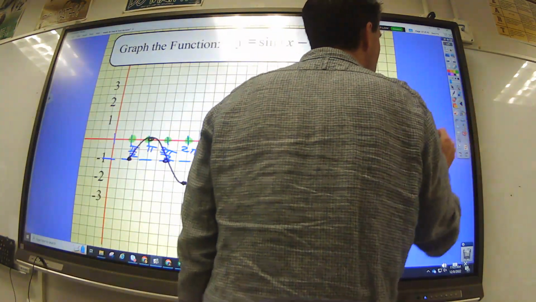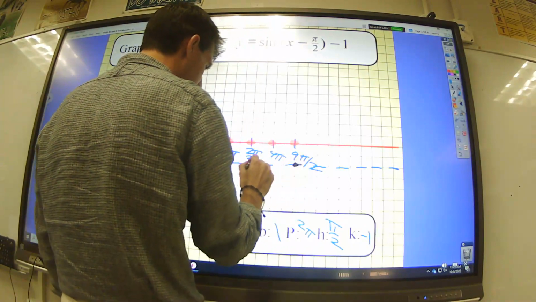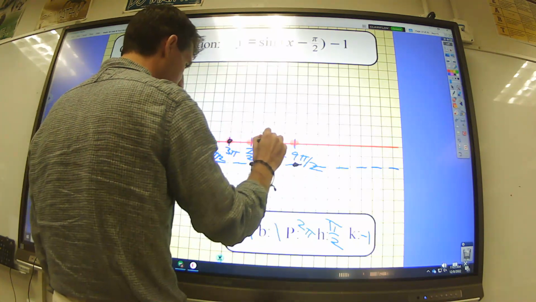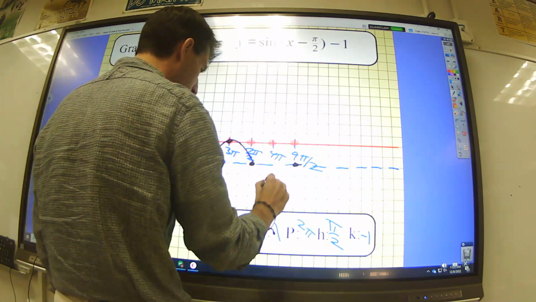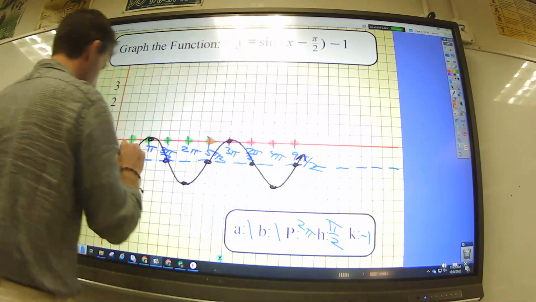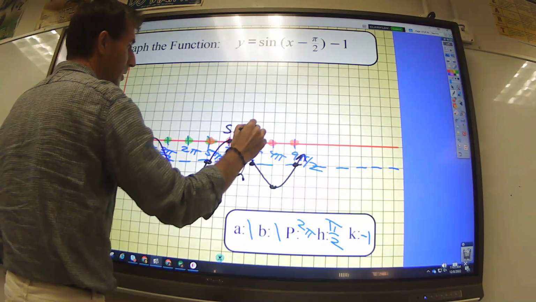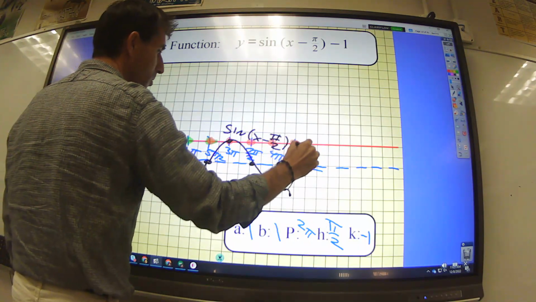And so we got first, last, middle. I go up 1. I go down 1. I go curvy. And then I label it. Sine of x minus pi over 2 minus 1.